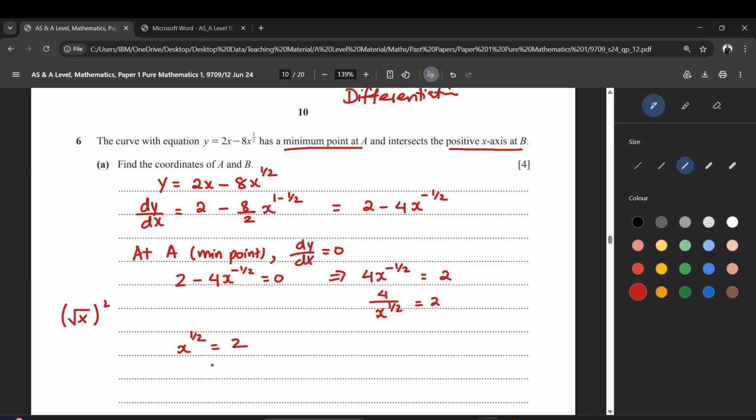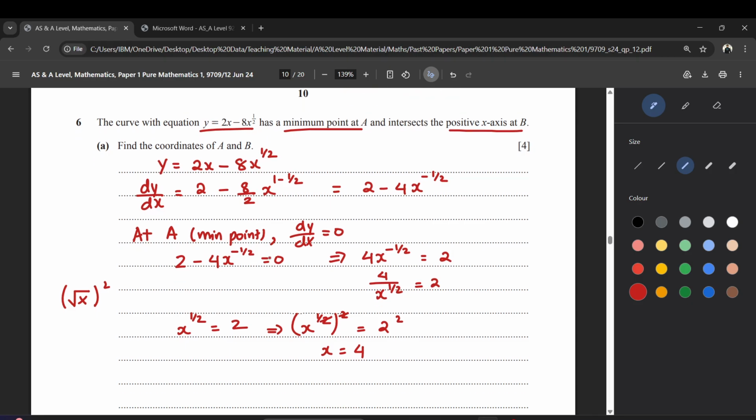So after squaring both sides, what happens? We have x to the power of half whole square equals 2 square. This 2 cancels with this 2, therefore x is equal to 4. This is the x coordinate of point A. Now that we have found the x coordinate, we will plug this value into our original equation, because this is now going to give me the value of y.